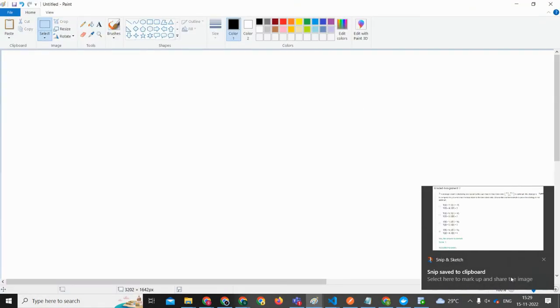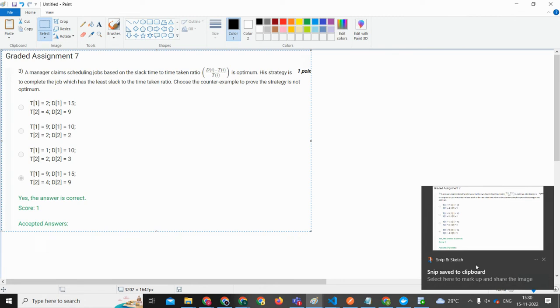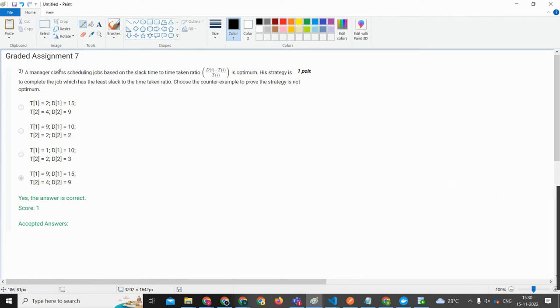Okay. I did this a few terms back, like one or two terms back. So let's see how it is done. Can you just read the question for me? A manager claims scheduling jobs based on the slack time to time taken ratio is optimum.